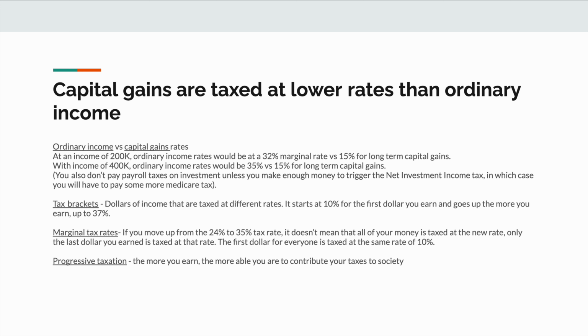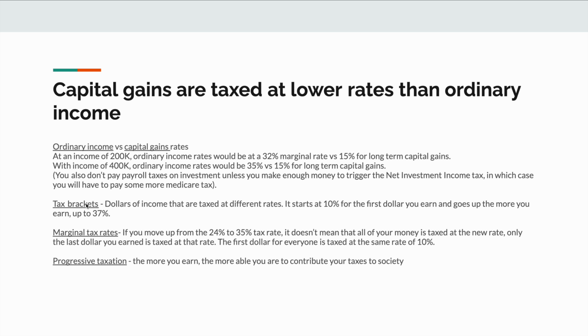Okay. So these are taxed at different rates. If you have $200,000 of income, your marginal tax rate is going to be 32% versus a 15% rate for long-term capital gains. That's almost double, like 17 extra percent that you have to pay for income from work. And if you're making $400,000, that goes up to 35%. When you have income from capital gains, you also don't have to pay payroll taxes, which are that sort of 7% for Medicare and Social Security.